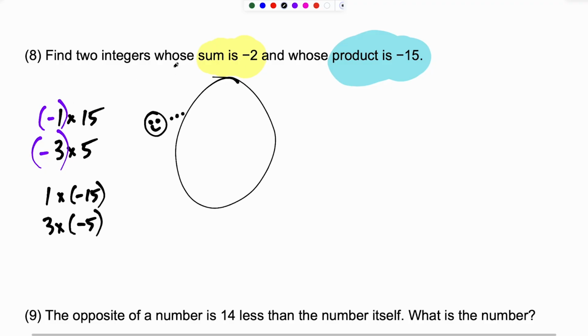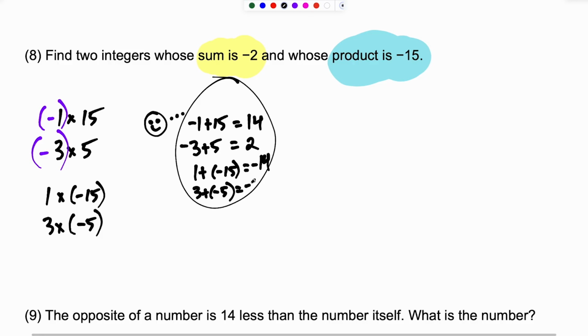So if I add, let's say, the first pair, -1 plus 15, if I add instead of multiply, gives me 14. If I do -3 plus 5 for the next one, that gives me +2. So now I go on to the next one here. 1 plus -15 is -14. And then we have 3 plus -5 last. That's the one that works out to -2 as well.